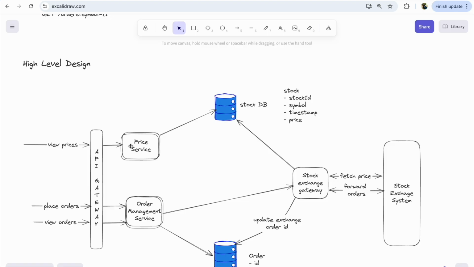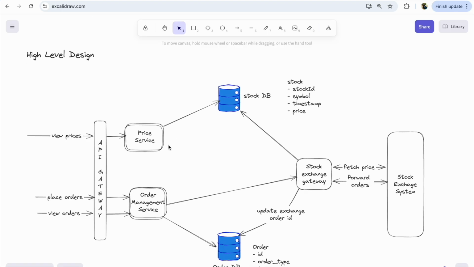Now, first let's discuss the price service, using which users will be able to view the prices. How will the prices come to our system? First of all, there is a stock exchange system. This is a black box for this discussion. We'll have a gateway that will fetch the data from the stock exchange system. It will fetch the price from the stock exchange and store it in this stock database, and this price service will fetch the stock prices from this database.